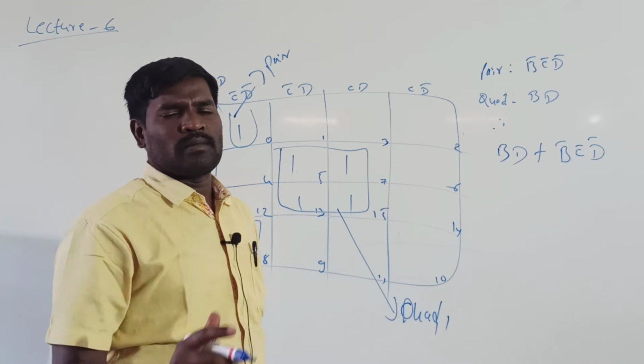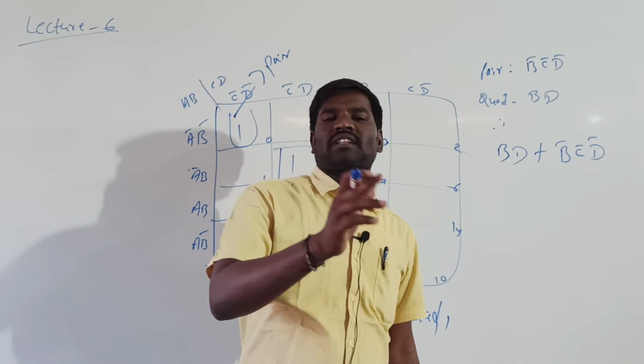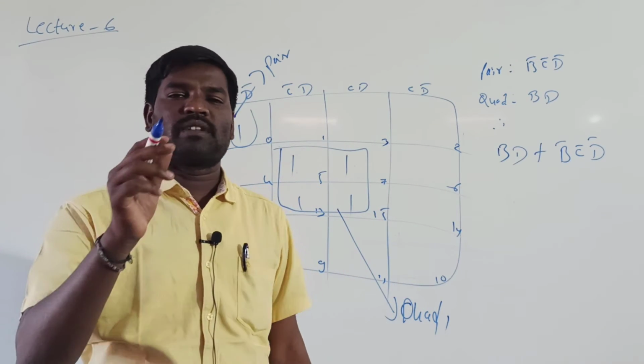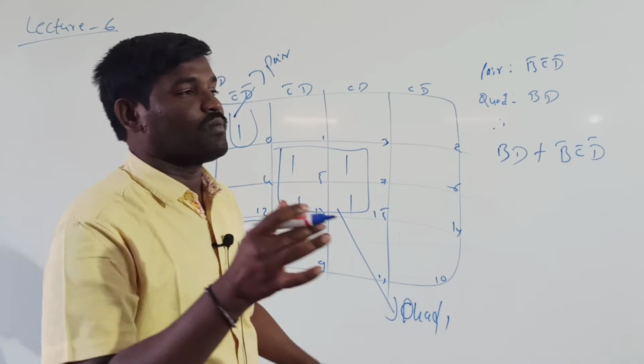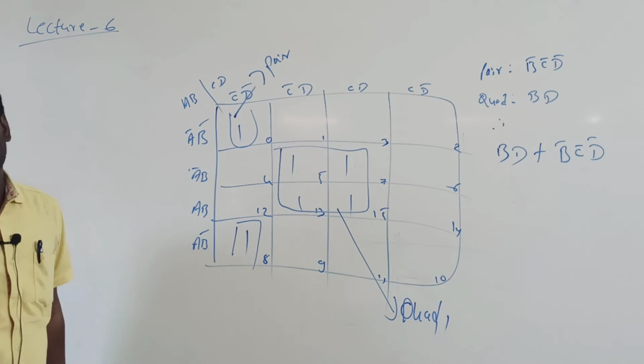And one thing we have to remember is that the quad will always give the result as 2 variables and the pair will give the result as 3 variables with respect to the 4 variable K-map.